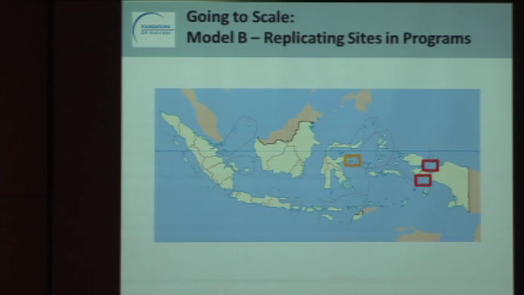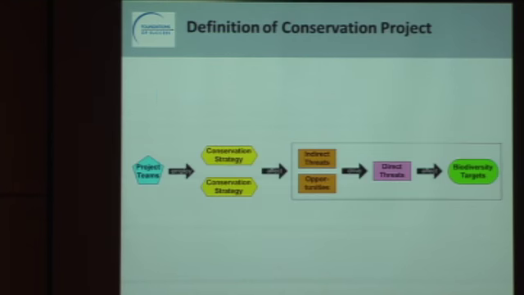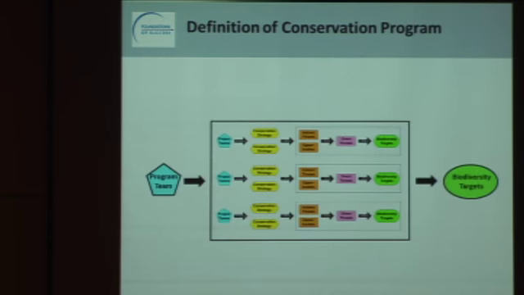Another way of taking this stuff to scale is what we call replicating sites in programs. So the idea is you have a couple red and a couple orange places. We want to have a lot more of them. So if that's a project, a group of people trying to do something to change the world, we can define a program as a group of people who are implementing a whole bunch of projects that collectively add up to something to change the world. So a program is both a large-scale project in its own right, but it's a collection of a bunch of related things.